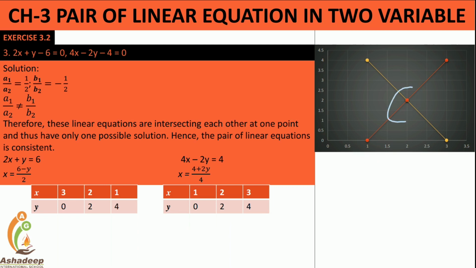So from that we can conclude that the answer is 2 and 2, where the lines intersect each other. So that is our answer. Here it is intersected here. That is why that is our answer, and that is 2, 2.